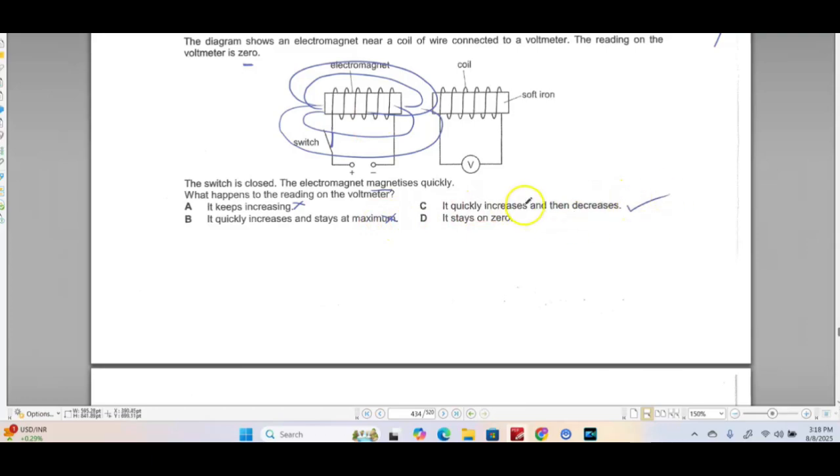This is the correct answer, because what is happening over here is that when this electromagnet starts to work, it produces magnetic field lines and they interact with this coil, and for a moment the voltmeter flashes an increased reading, but these magnetic field lines are constant, so eventually the reading decreases again. Okay? So C is our correct option for this. Okay.